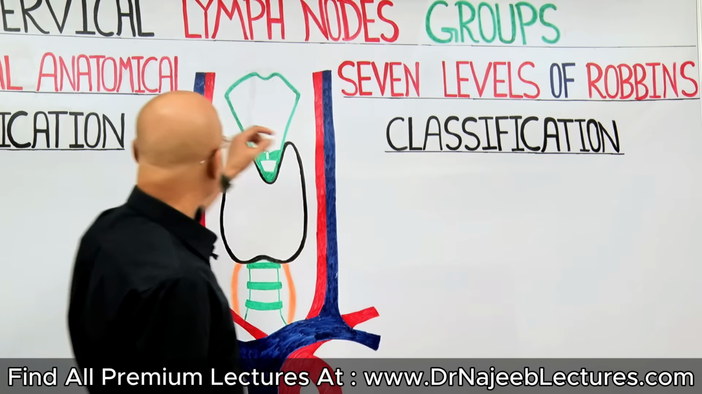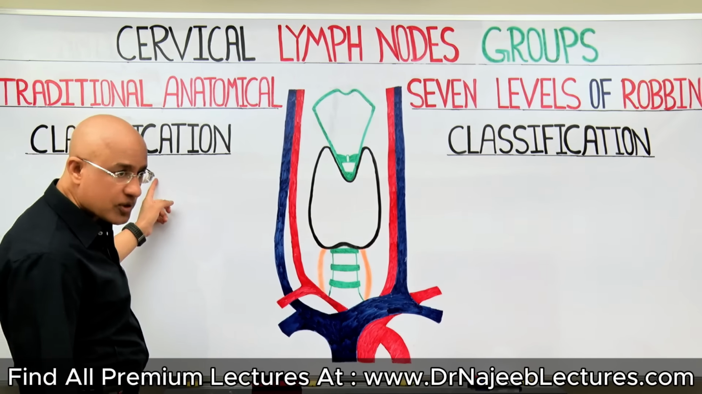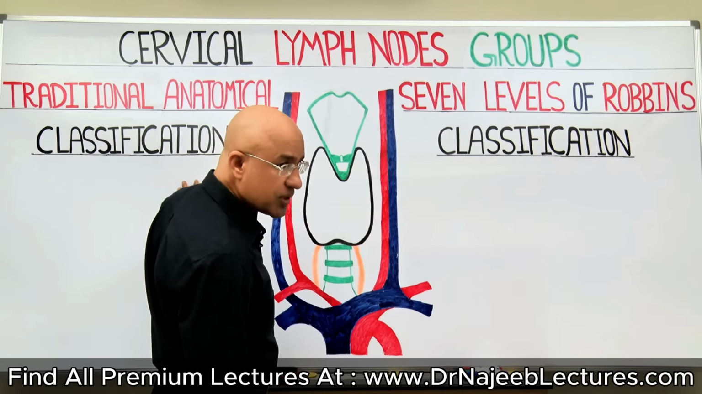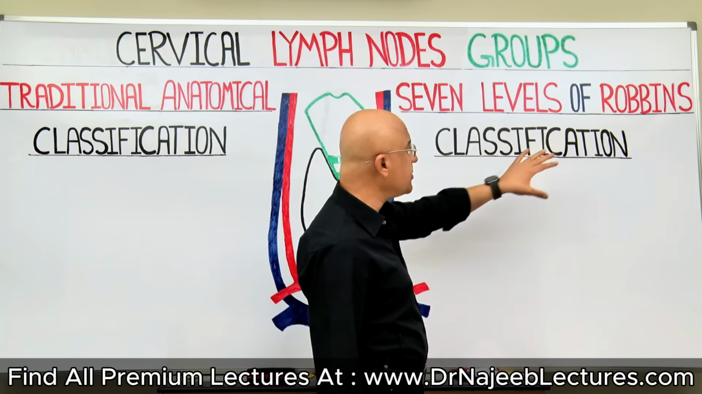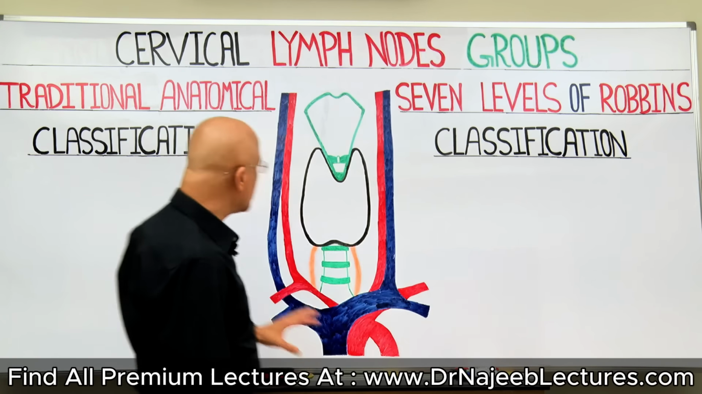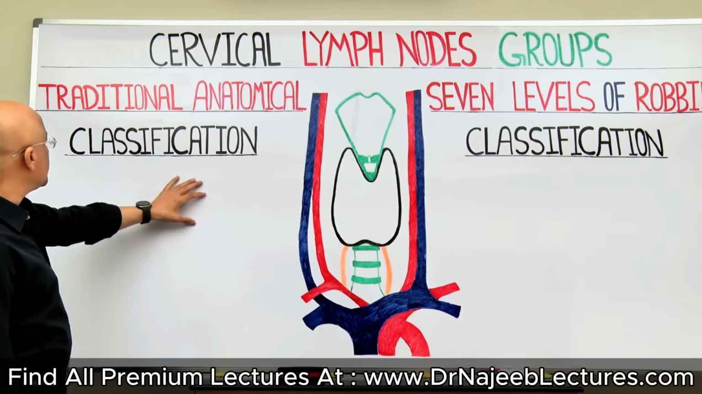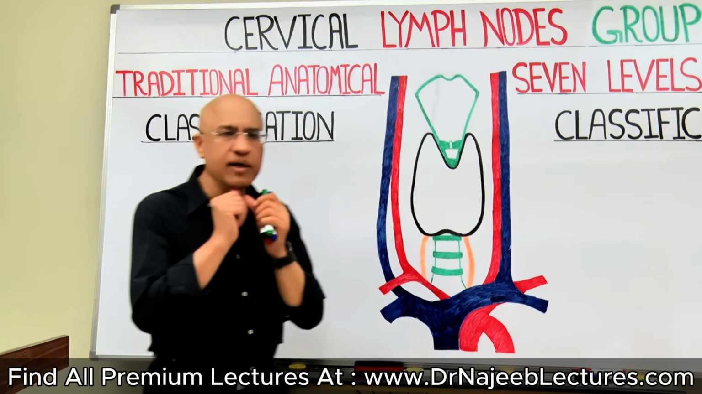So we will discuss number 1, the traditional anatomical classification of cervical lymph nodes, and once we are done with that, I will discuss the 7 levels of Robbins' classification, which is the modern one. So let's go with the lymph node groups in the traditional way. I will start from here.